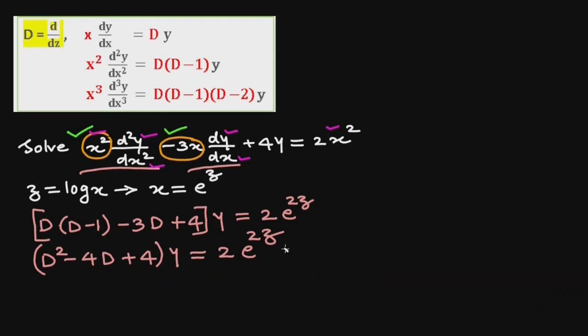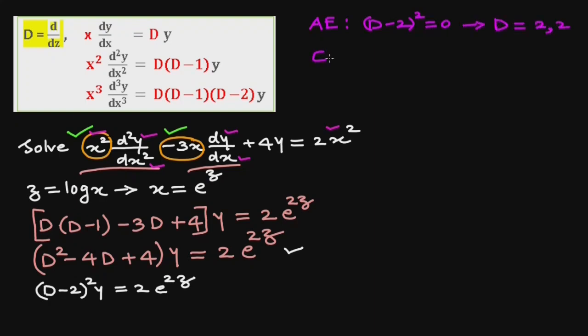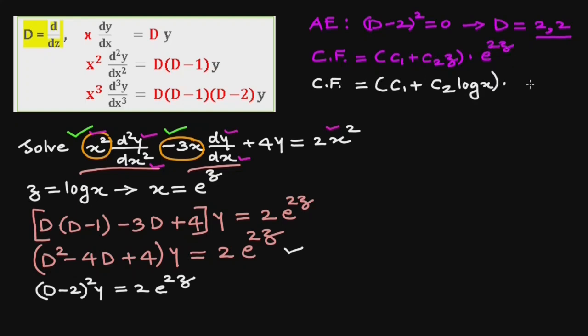Now we have this linear differential equation with constant coefficients, which will be D minus 2 whole square y equals 2 e raised to 2z. Here the auxiliary equation is D minus 2 whole square equals 0. That gives two equal roots, 2 and 2. So the complementary function will be, for repeated roots, c1 plus c2 z into e raised to 2z. In terms of x, CF will be c1 plus c2 log x and e raised to 2z will be x square. We name this 1.